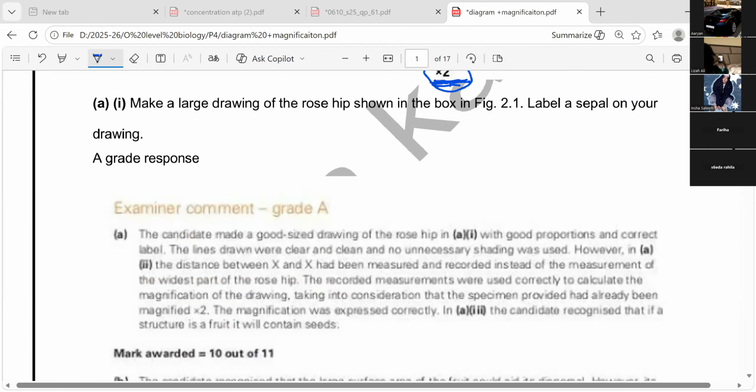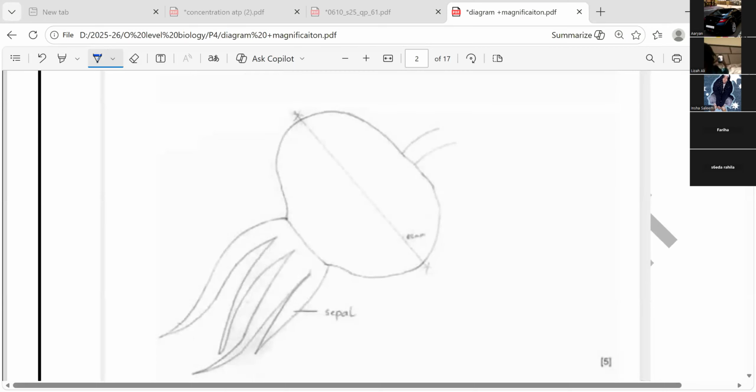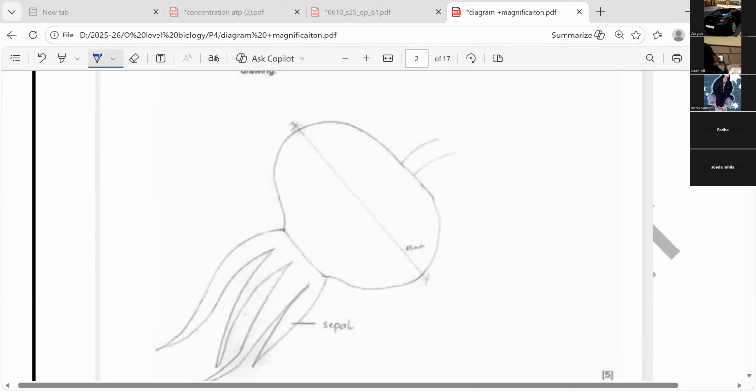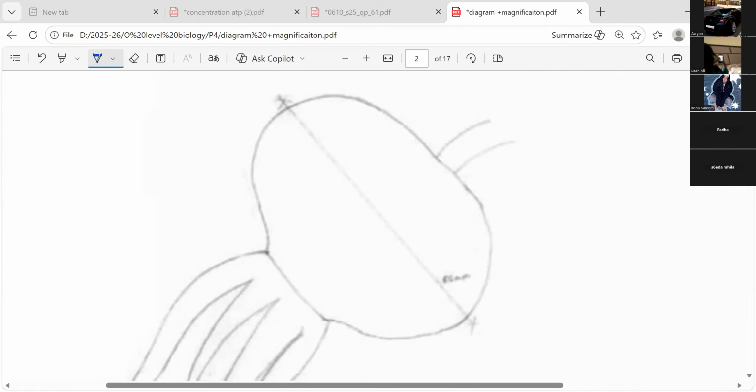Okay. So this student has drawn this diagram of the rose hip and measured the widest part of the rose hip between X and X. So what do you think? Is this the correct measurement taken by the student? No, this is not the correct measurement, so it will be penalized by the examiner.